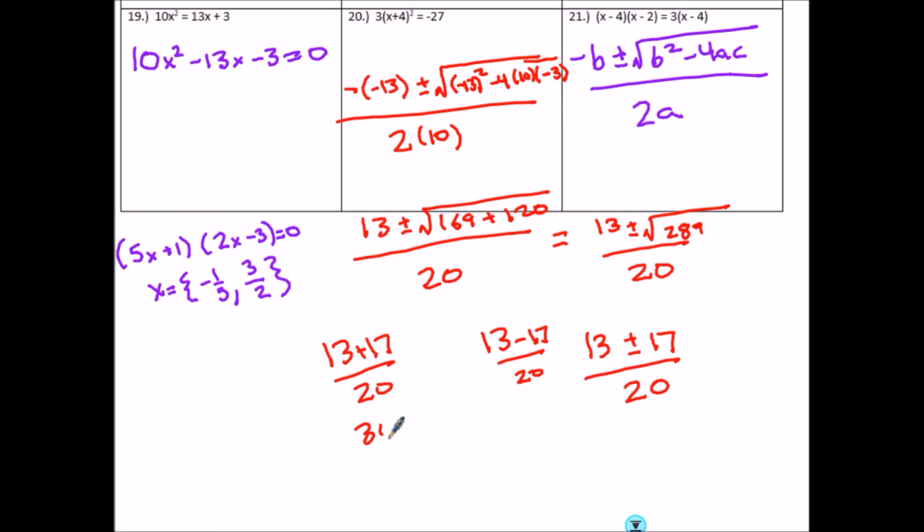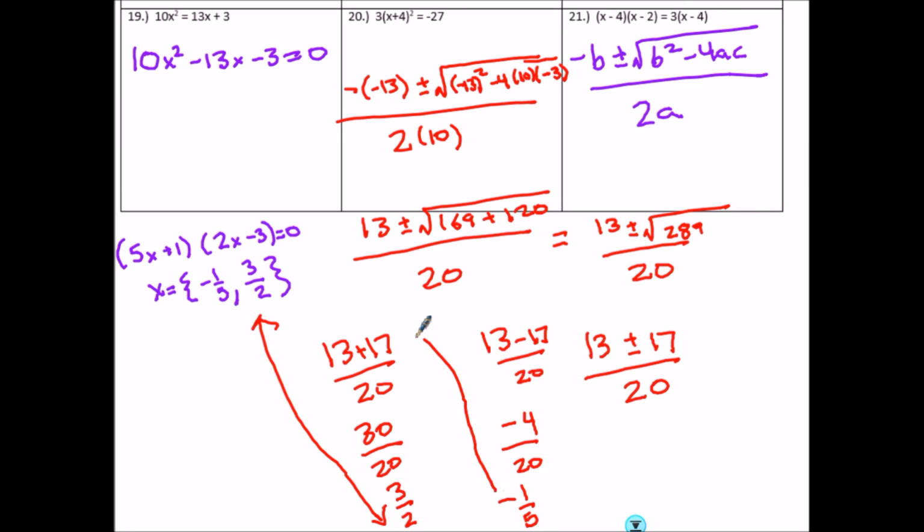13 + 17 gives us 30 over 20, which reduces down to 3/2, the same solution we had from factoring. 13 - 17 over 20 is negative 4 over 20, which is negative 1/5. Again, the same solution that we got from factoring. So either method we use, we get the same solution.